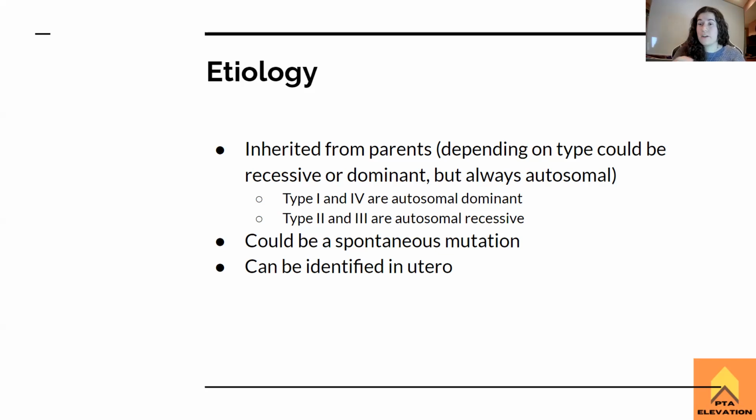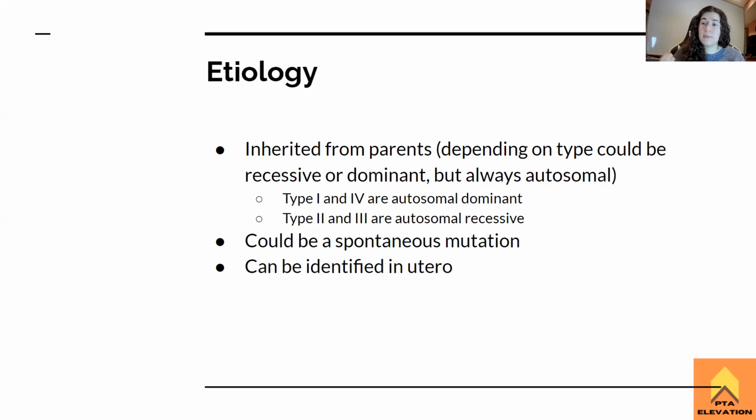The more severe types end up being the recessive types. That's the more common thing we see with a lot of these disorders: the more severe it is, the more likely it's recessive. Not always true, though. Remember, Huntington's is an autosomal dominant disease. So, type 1 and 4 autosomal dominant, type 2 and 3 autosomal recessive. Again, it could be a spontaneous mutation, and they can usually identify this in utero based on the way the baby's developing.